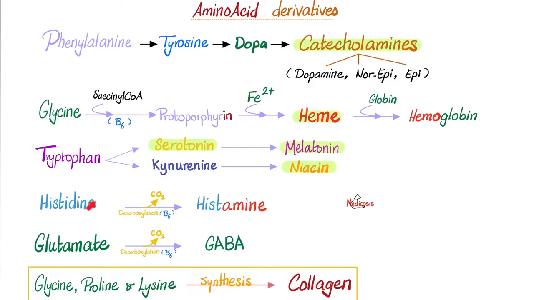Next, histidine is an amino acid. It can become histamine. What do you call it when carbon dioxide is leaving the chat? Decarboxylation. Any decarboxylation reaction can benefit from vitamin B6 as a coenzyme. Similarly, glutamate can become GABA, which is an inhibitory neurotransmitter in your brain, including your basal ganglia, of course. When carbon dioxide is leaving, it's another decarboxylation reaction. The key enzyme will be called decarboxylase, of course. Now, this is not a derivative, but I just want you to remember that glycine, proline, and lysine amino acids are used to make collagen fibers.